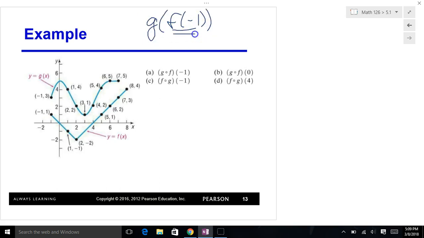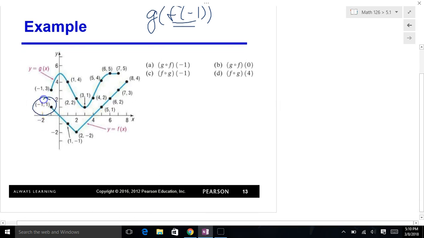So what we're going to do is find f of -1 first. So I'm looking on my f function, the lower one there. I'm going to find f of -1. So I go to my x value of -1, and I'm like, okay, it's right here. When x is -1 on the f function, my y value is 1. So f of -1 is 1.